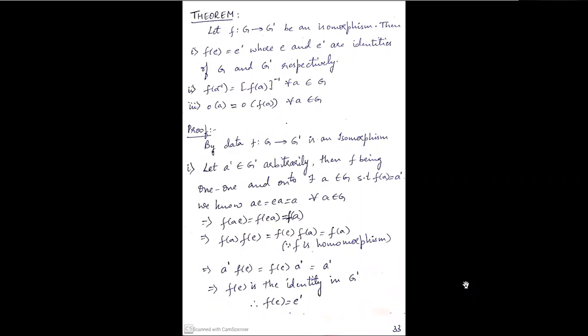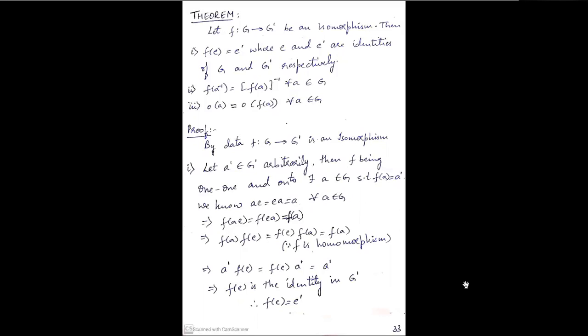So let us look at the first theorem. Let f from G to G' be an isomorphism. Then f(e) is equal to e', where e and e' are the identities of G and G' respectively. The second one is f(a inverse) is equal to f(a) the whole inverse, for all a belonging to G. And the third one is order of a is equal to order of f(a).